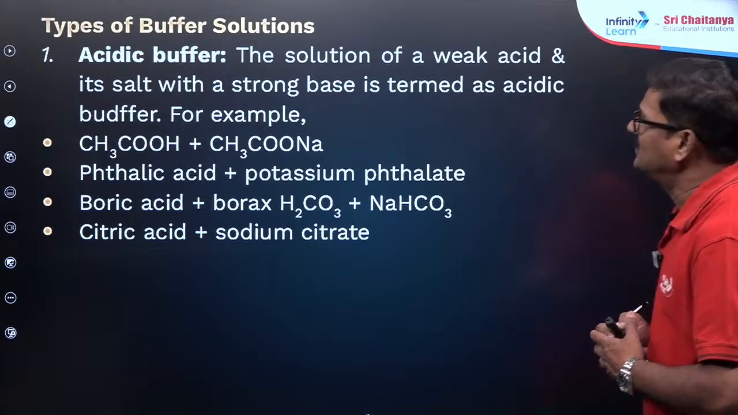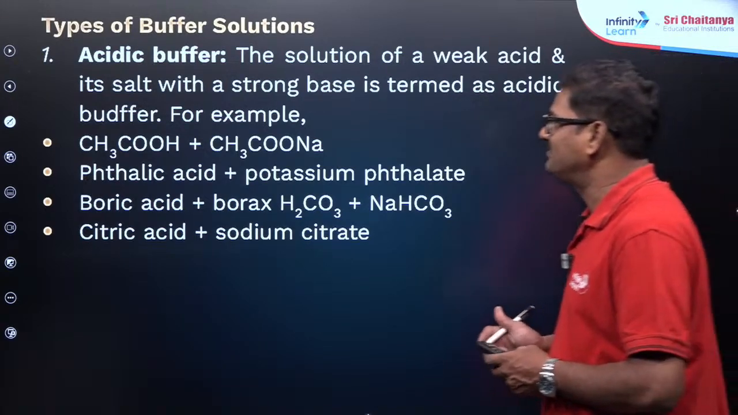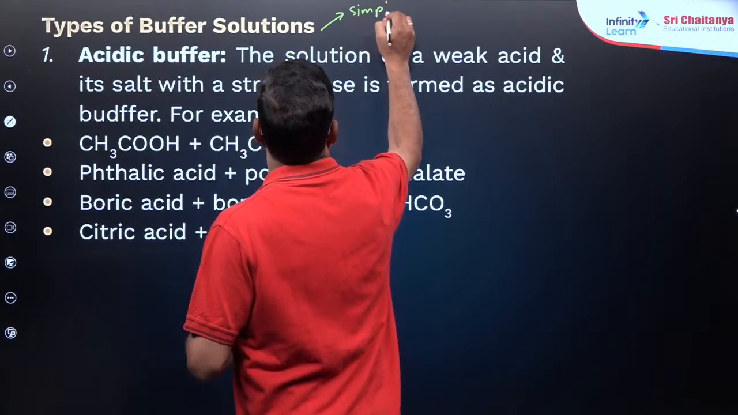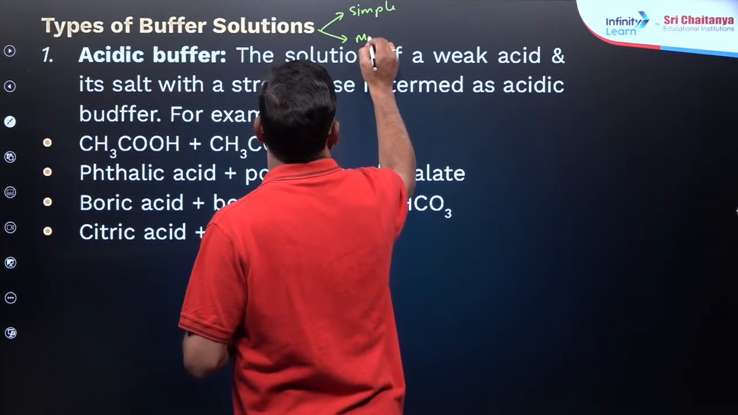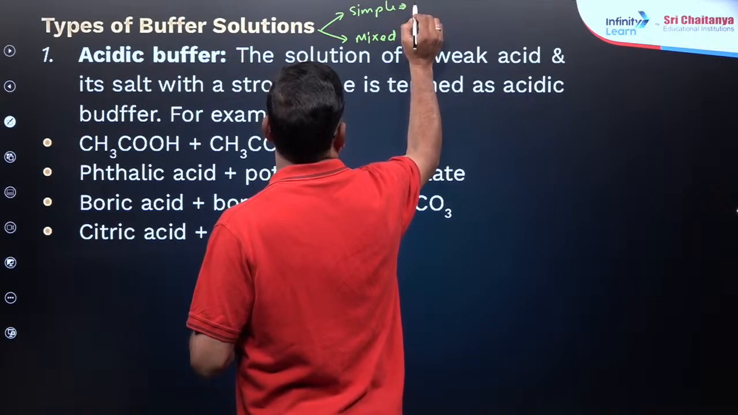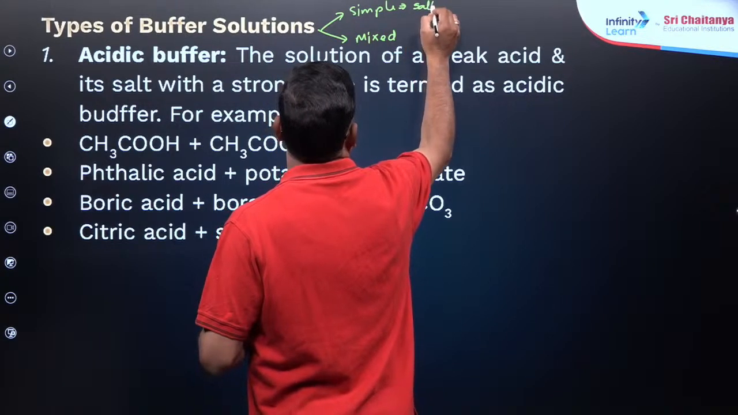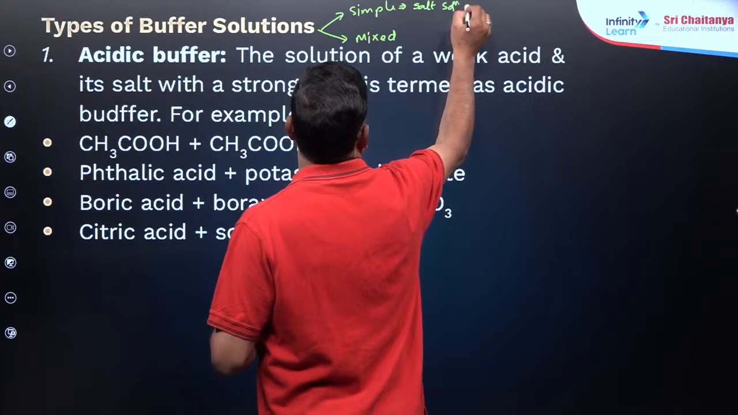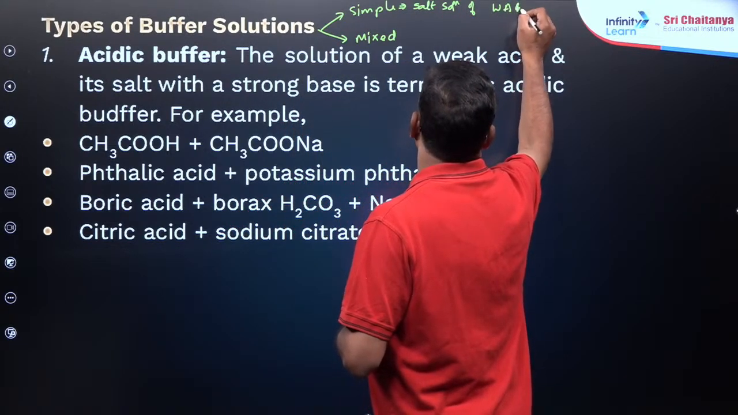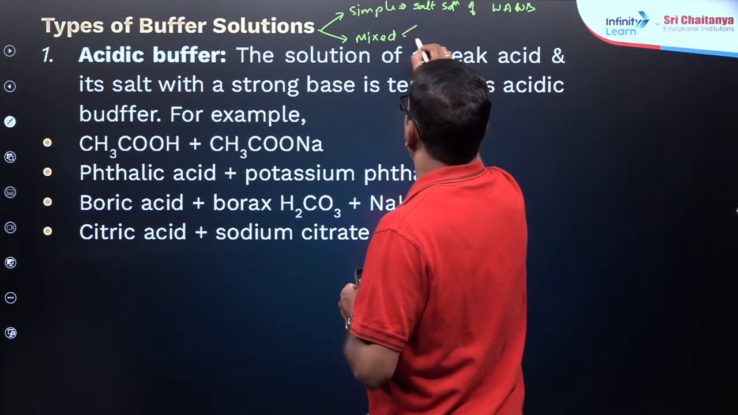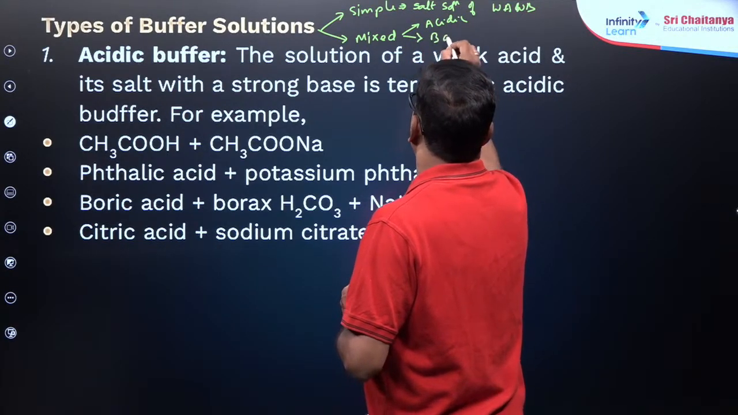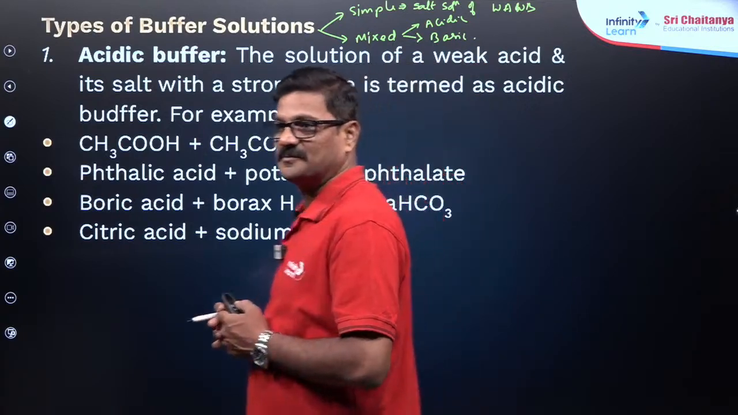Types of buffers. You have simple buffers and mixed buffers. A simple buffer is a salt solution of a weak acid and a weak base. But in mixed buffers, you have the acidic buffer and the basic buffer.